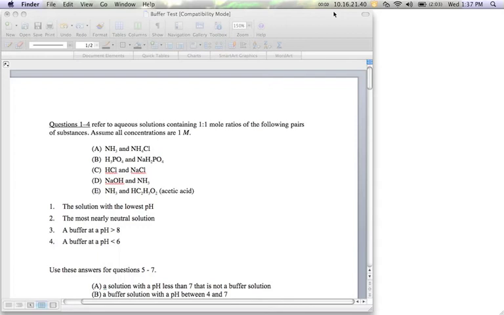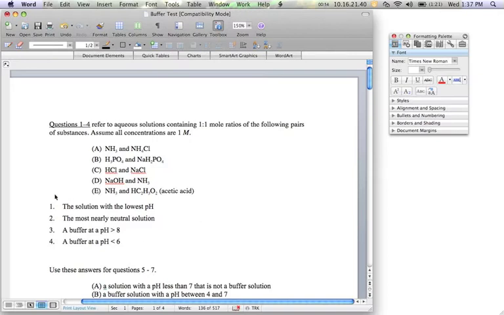Buffer test. Here we go. The first one, questions 1 through 4, asked you to answer certain things about different buffer solutions, or maybe just a solution in general. So like this first one says a solution with lowest pH.